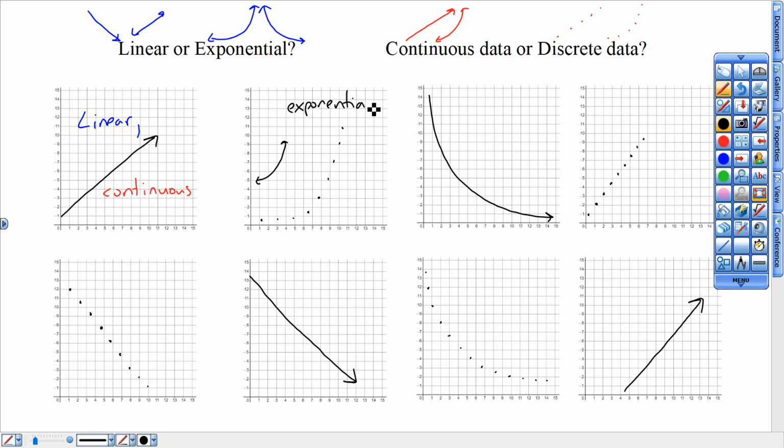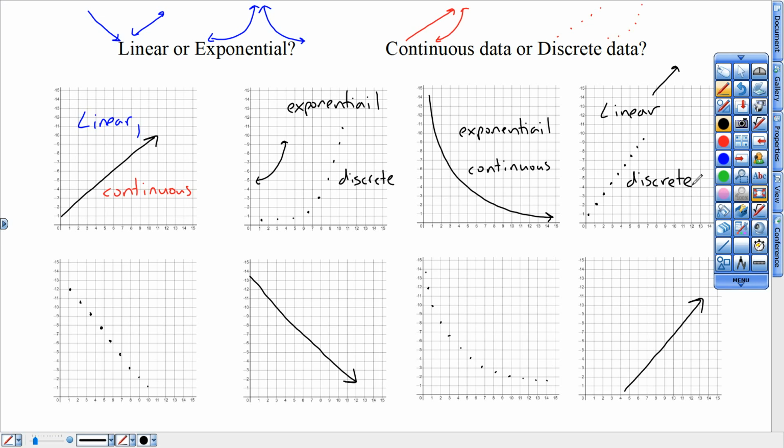And then next category, dots or a line drawn through the dots. These are dots. This would be discrete data. Going left to right, this would be exponential. It's curved. It's not straight linear. And then, of course, a line drawn through the data, continuous. Looking at this data, linear, like a straight line. And then, of course, dots make this discrete data. Got to know these terms.